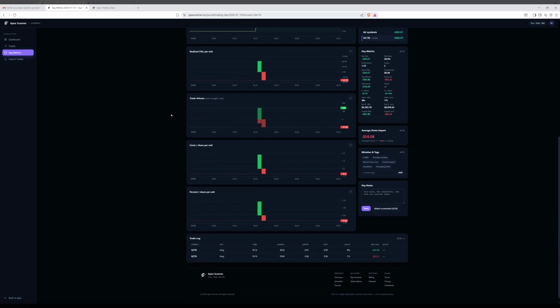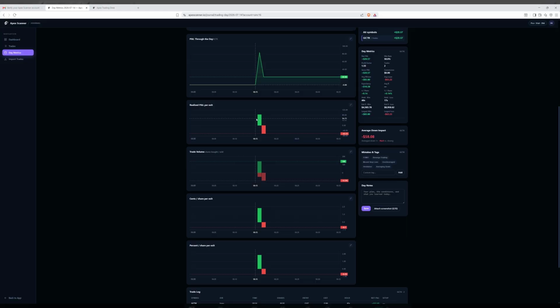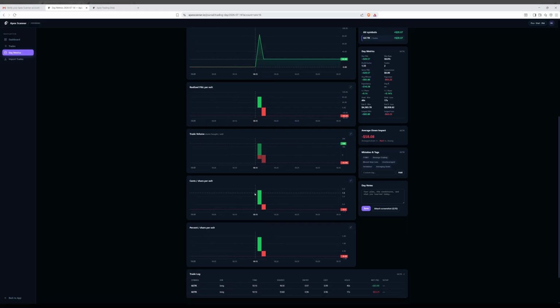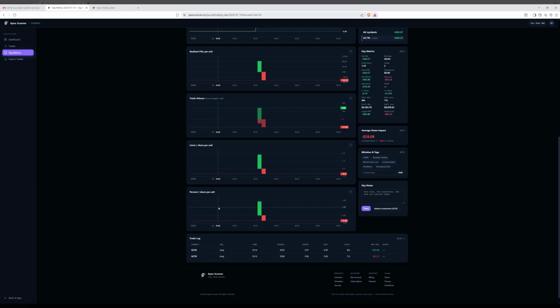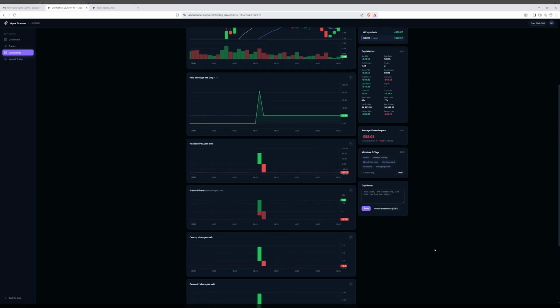So this gives you how many shares were traded, what was the P&L per exit, how many cents you got per exit, and how much percentage you got per exit. And these are the individual trade records that you have.